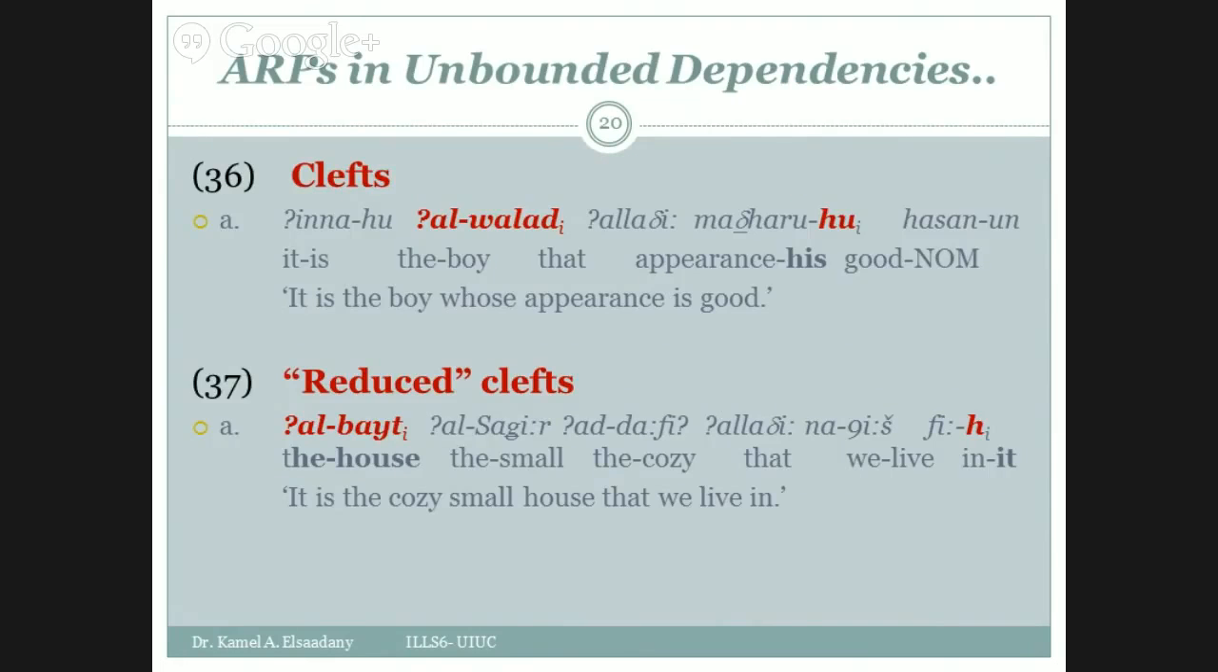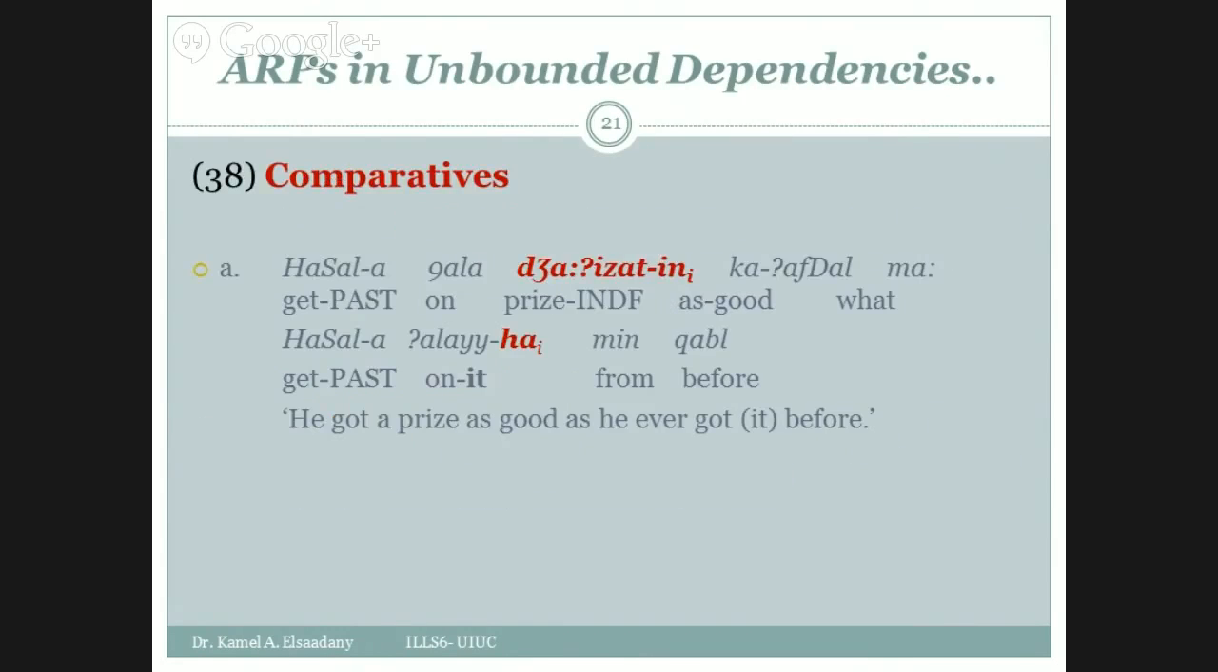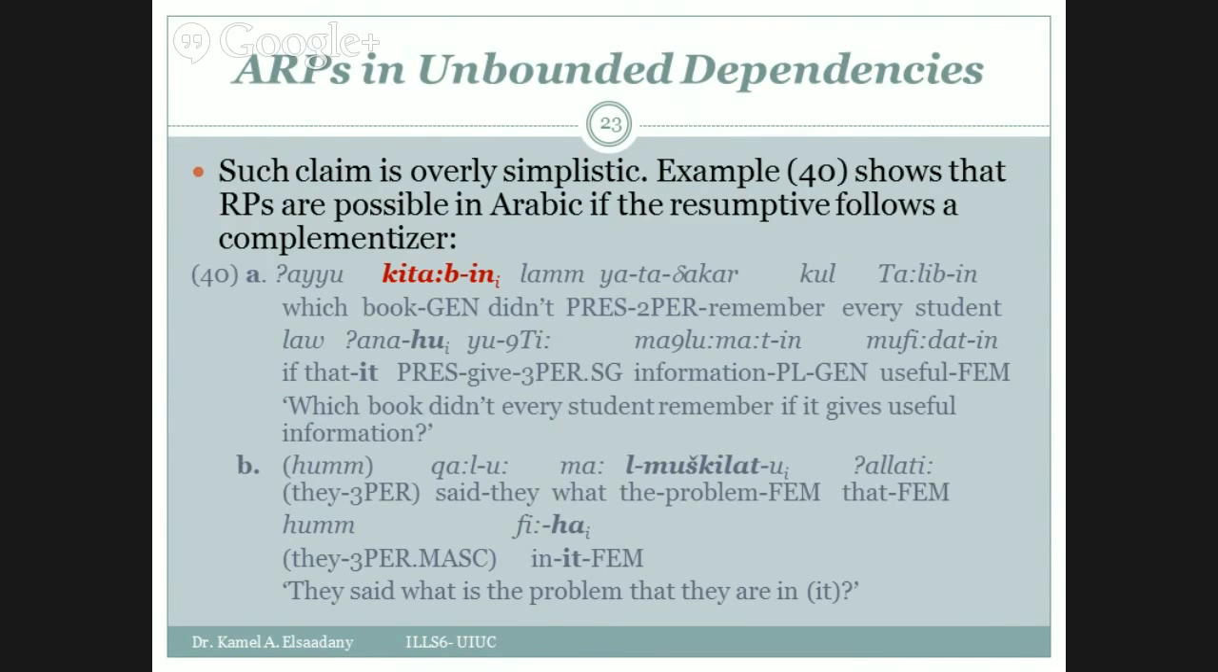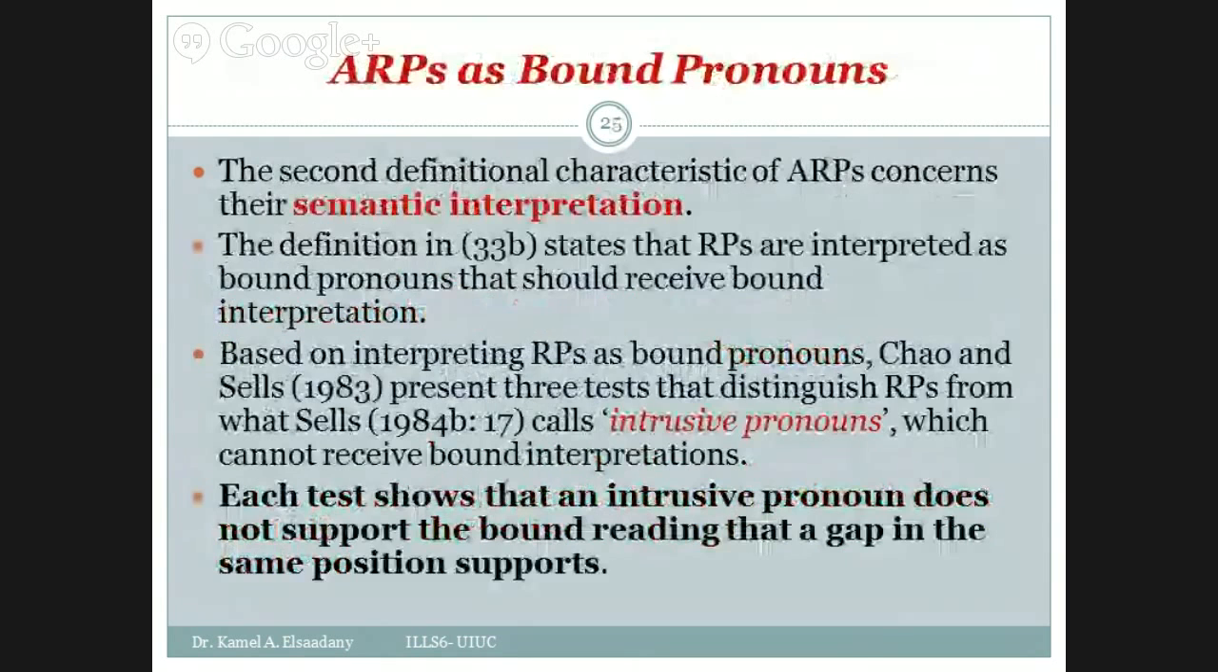So here we have also the clefts. We have the reduced cleft also. So since time is very limited, I will go through all these later. Also, we have some examples in Arabic resumptives in comparatives with the connection between the antecedent and the pronoun itself. And we have also some questions that also prove the same way that I stated at the very beginning. Okay. Now, let me move to the second major point, like Arabic resumptive pronouns as bound pronouns.